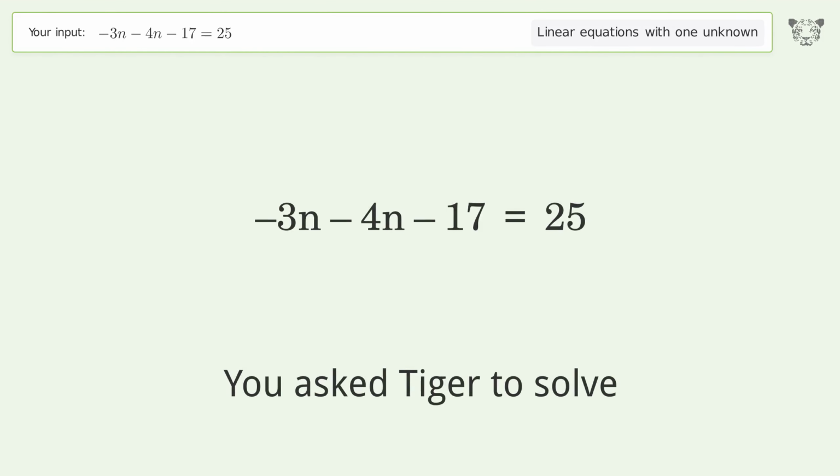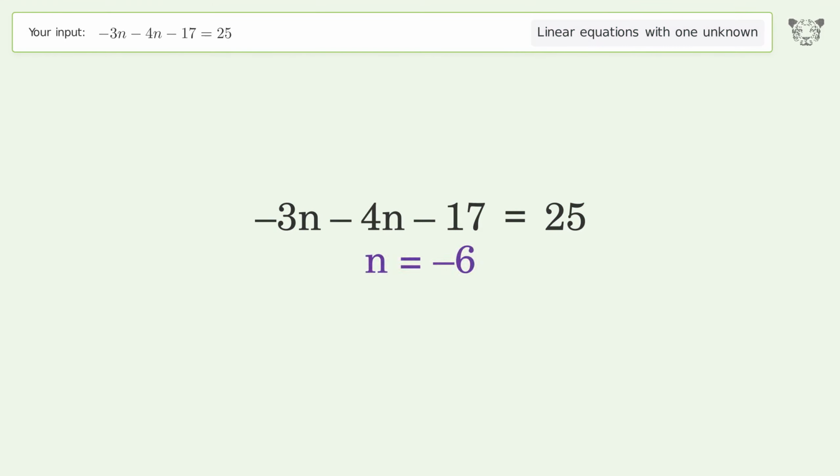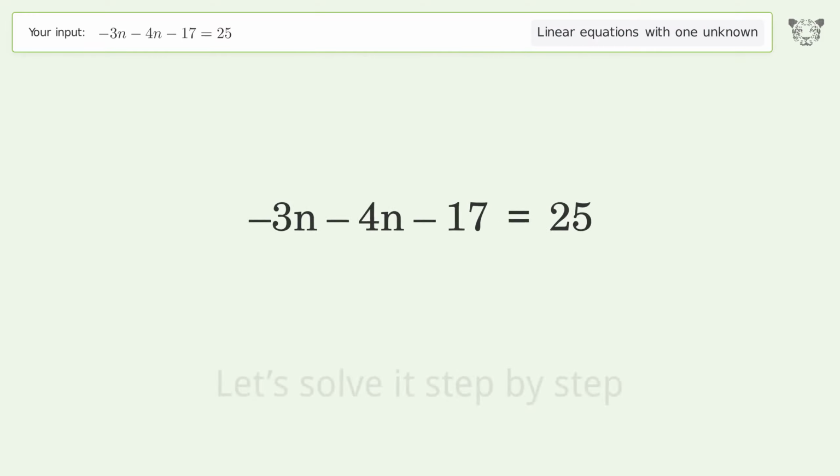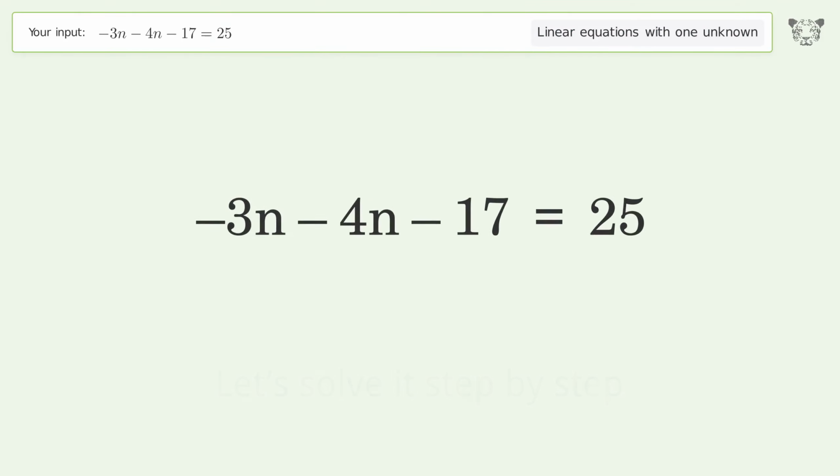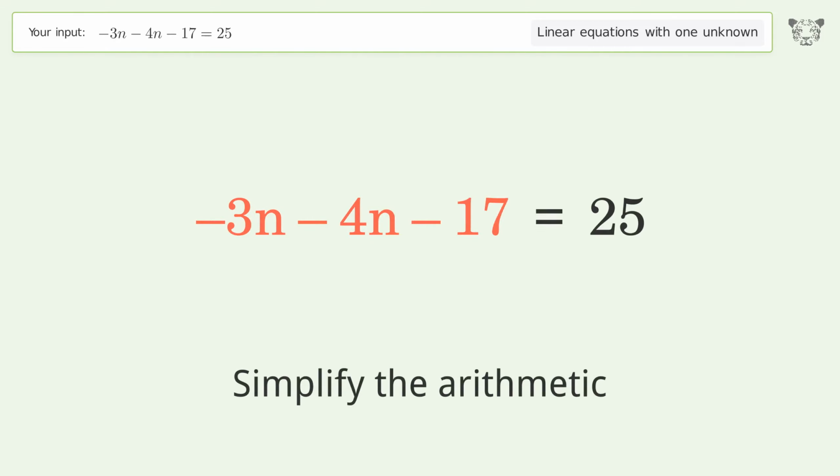You ask Tiger to solve. This deals with linear equations with one unknown. The final result is n equals -6. Let's solve it step by step. Simplify the expression. Simplify the arithmetic.